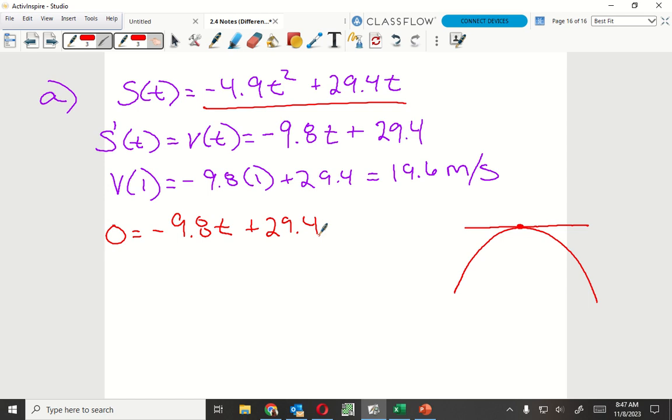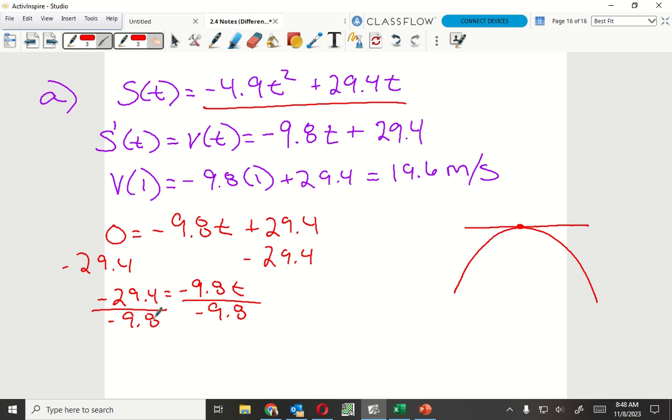All right, so we subtract 29.4 and divide by negative 9.8, which is going to give me, is it exactly 3? Yep. Is that 3? Yeah, it's 3. Okay.